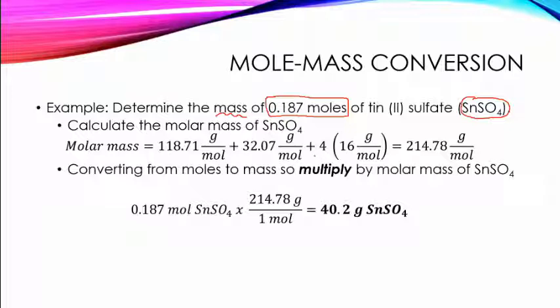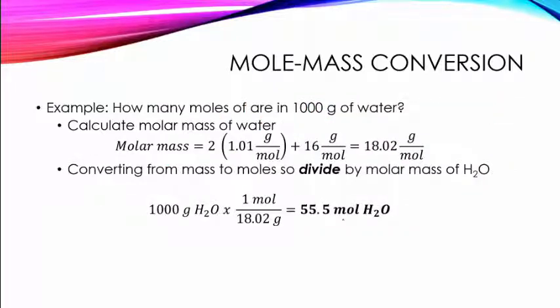All right, but the first thing I've got to do is find the molar mass. So I look up the mass of tin, I look up the mass of sulfur. Okay, so this is tin here, this is sulfur, and this is oxygen. And I have 4 oxygen, so I'm going to multiply by 4. And so that gives me a mass of 214.78. Okay, so then I take my original number, 0.187, times 214.78, and that gives me an answer of 40.2. Okay, same thing we just talked about. We're going from moles to mass, so we're going to multiply.